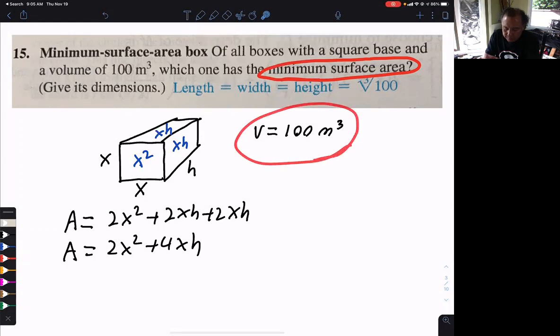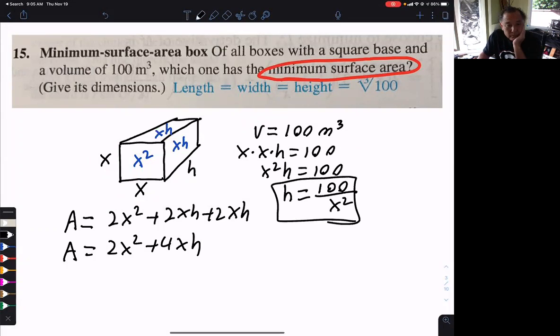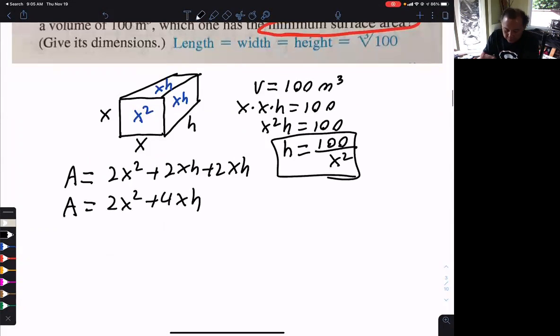But what is the volume? Length times width times height. So x times x times h is 100. X squared h is 100. I'm going to solve for h. I could solve for x or h, but I don't want to square root. So I'm going to solve for h. It's 100 over x squared. So what does that do for me? That makes life easier because I can put this in for the h.